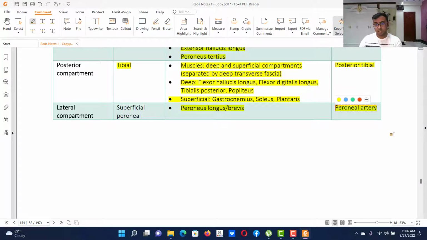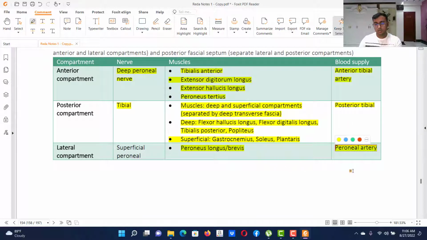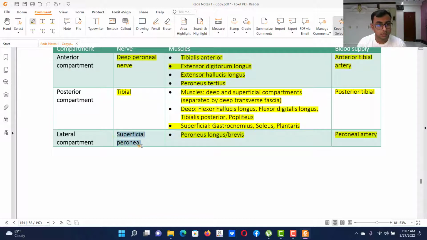Just remember, peroneal artery. Maybe it is a new term. Usually I haven't seen any question about the peroneal artery, but today when I was going through the MRCS, I saw one question asking which artery lies lateral to the peroneus brevis muscle. That was the peroneal artery. So you must know that.